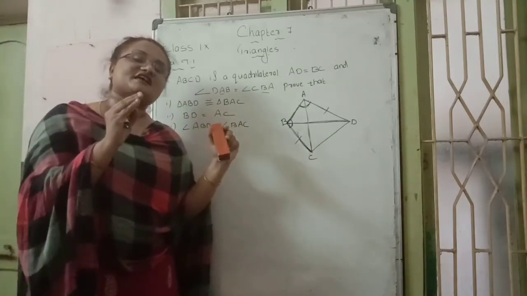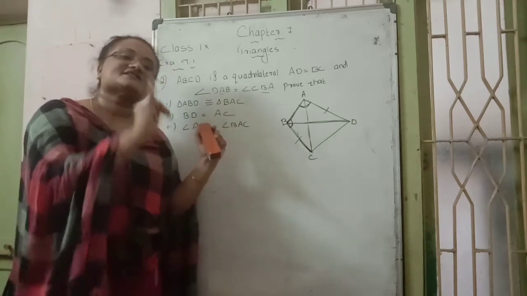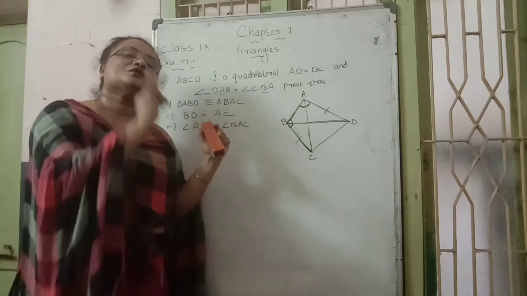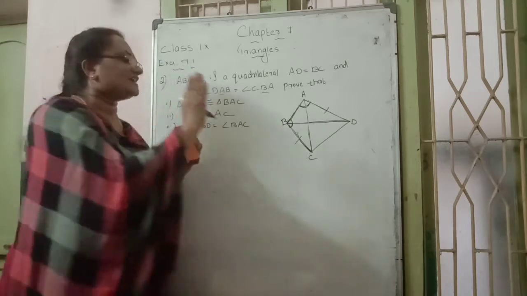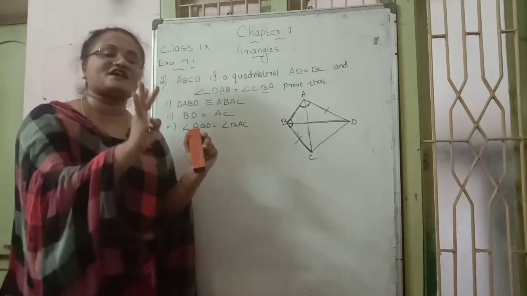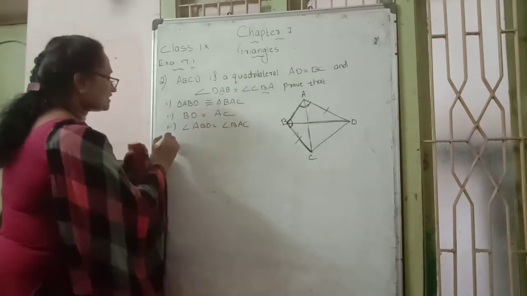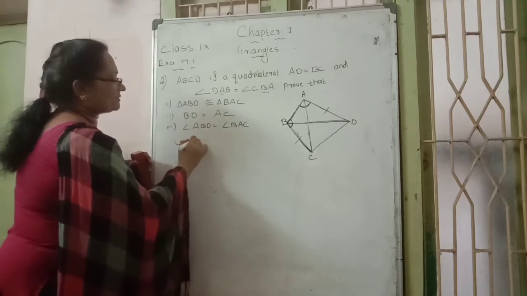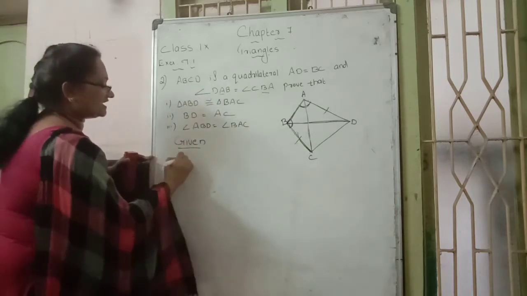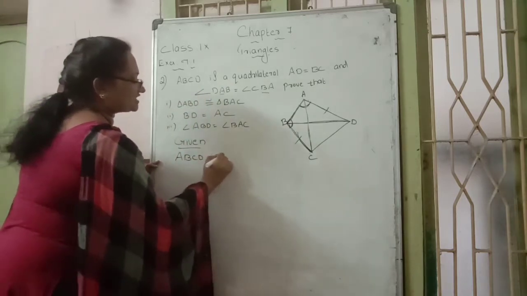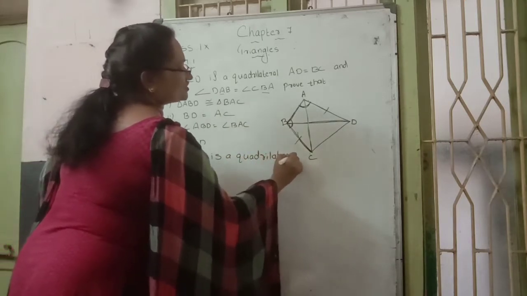For proving in geometry, what do we require? Four steps are required: first is given, second is to prove, third is construction, and fourth is proof. Here extra constructions are not needed, so we can skip the construction step. The remaining 3 steps are required. In the given step, what information is given in the question? ABCD is a quadrilateral. That information we write first.